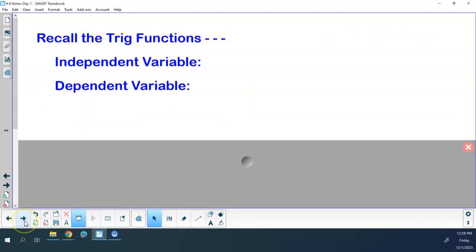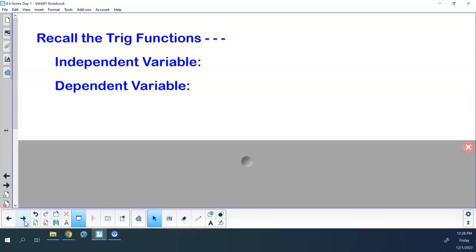So let's talk a little bit about the trig functions that we have, okay? When we're dealing with trig functions, they are functions just like algebraic functions. So what is the independent variable in a trig function? We talked about this in November. Anybody remember the input? What do we put into a trig function in order to get something out?